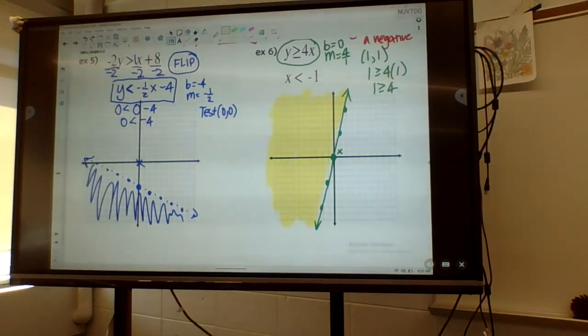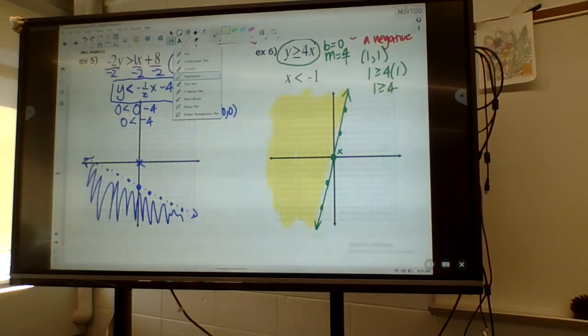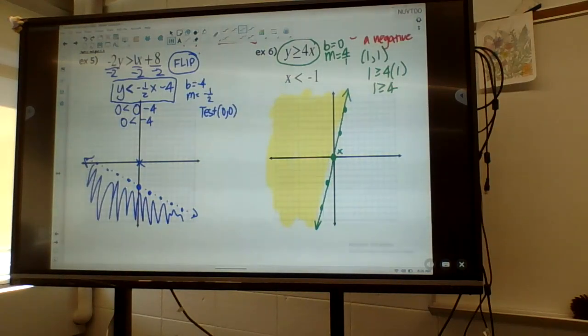Now the other equation is the unique one. It's x only. So that means the y only is a flat line. The x only is a vertical line. So we're going to make a line at -1. And it's going to be a vertical line, but it's going to be dotted.